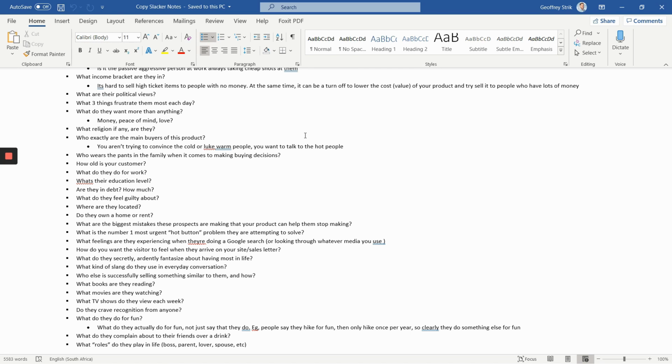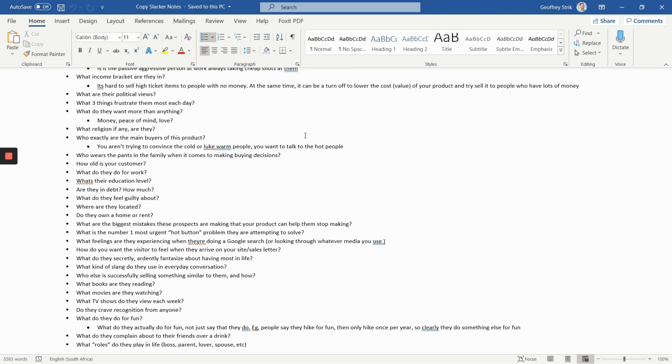Instead, you're just finding out what the people who are in pain believe about their problem, what they believe it'll take to solve their problem, and then positioning your product as that exact thing that they are looking for, using the words that they already use.